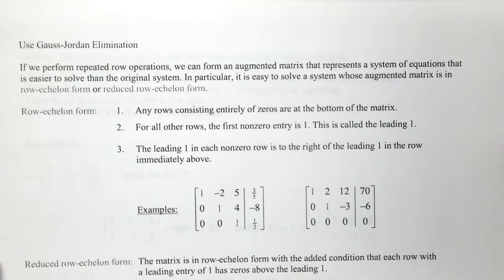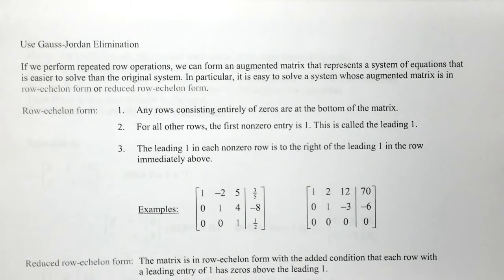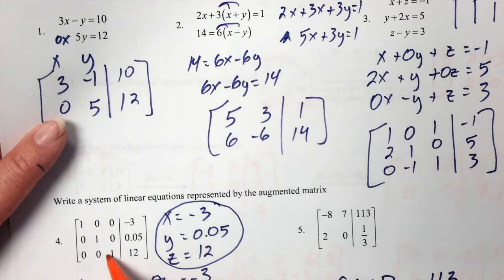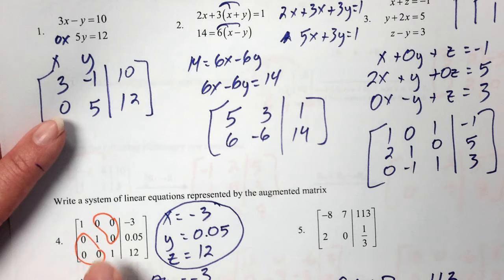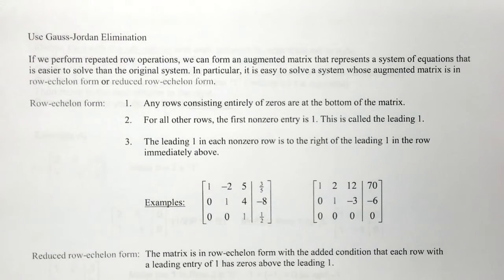Okay? Now, a couple of vocabulary items here. Our goal is to create, remember, a matrix that has 1s on the main diagonal, 0s above and below that main diagonal of 1s. Once we have manipulated our matrix to look like this, we can directly read off the values of x, y, and z that make the equation come true. X equals negative 3, y equals 0.5, whatever.